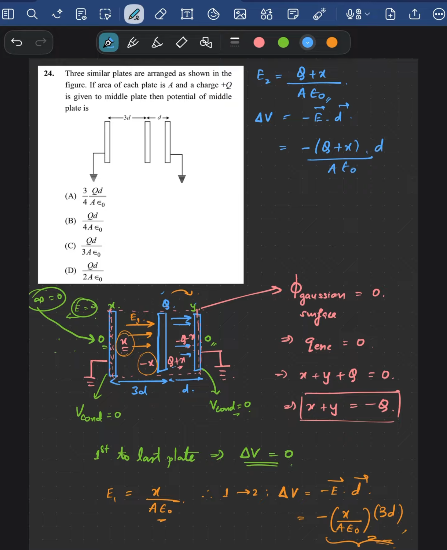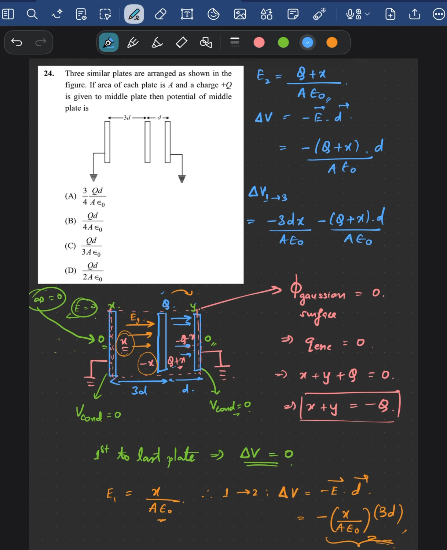Now, what's your total change in potential when I'm going from plate 1 to plate 3? Your total change in potential when you're going from plate 1 to plate 3 is minus 3 dx by A epsilon naught, then minus of (q + x) into d by A epsilon naught.